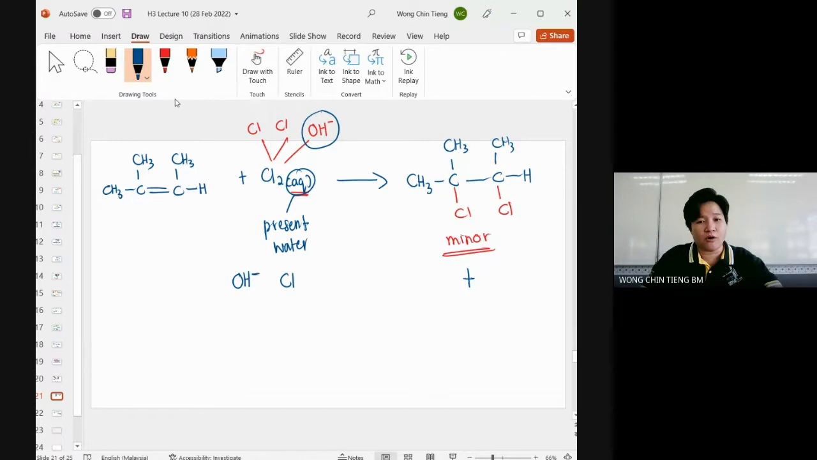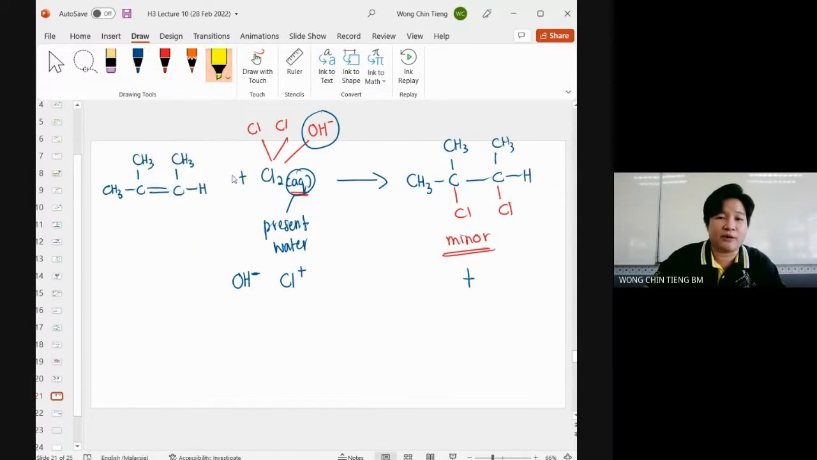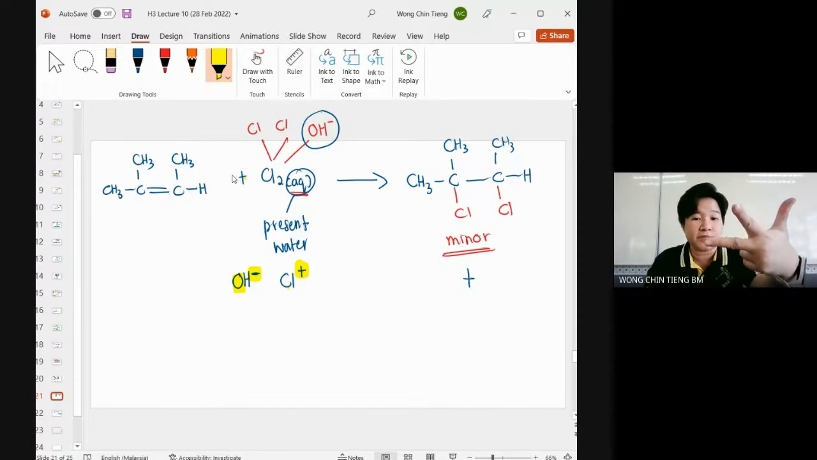Dan bila OH adalah negatif, Cl kena jadi positif. I know the problem arise adalah, teacher, kenapa Cl positif? Bukan Cl selalu negatif kan? Kenapa Cl positif? Sebab Cl berlawan dengan oksigen. Oxygen is a lot more electronegative than your chlorine. Remember FON? Pernah dengar FON?